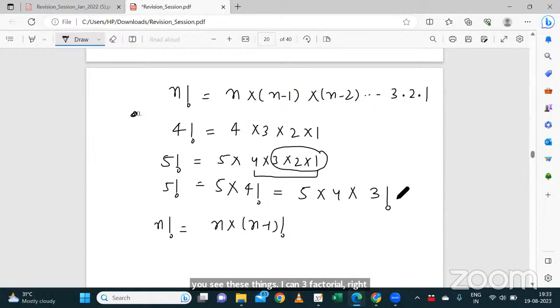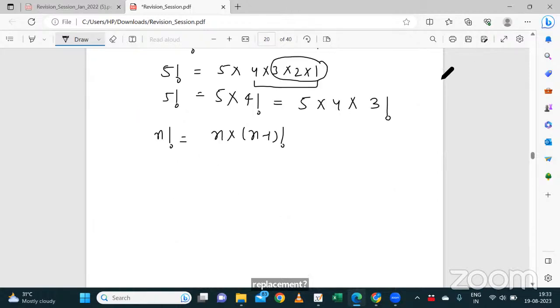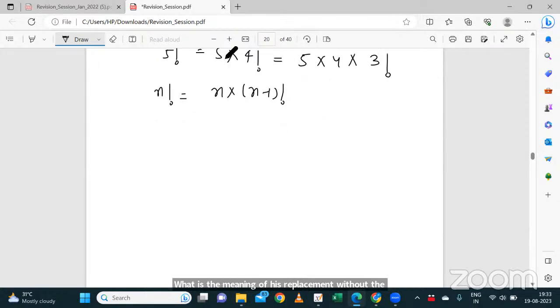This is clear. This is regarding this point. Yes, sir. Okay. Now let's move to the next topic. Are you familiar with with replacement, without replacement? What is the meaning of with replacement, without replacement? No, sir. Okay, I will.